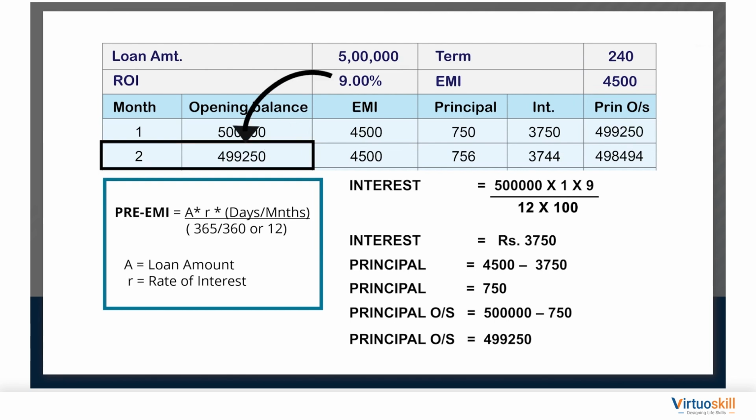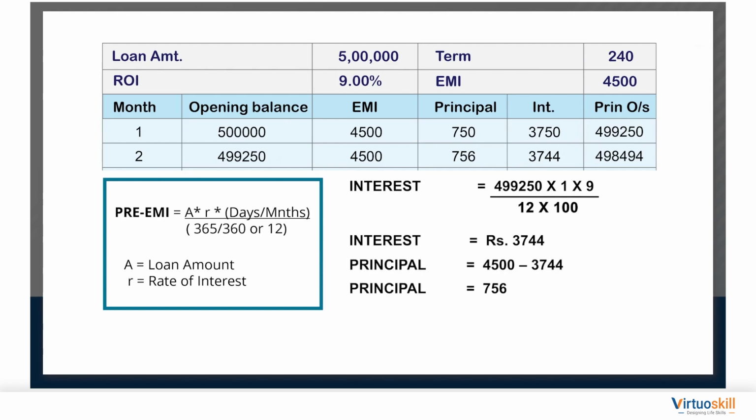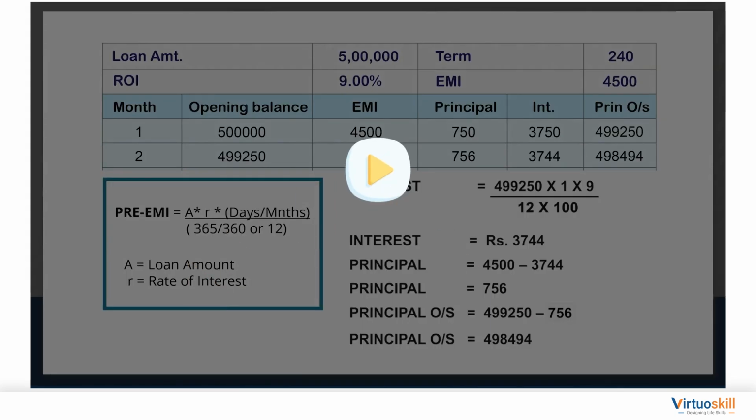Similarly, we need to calculate the interest on the opening balance of second month. This works out to Rs 3,744 and the principal works out to Rs 756 and the principal outstanding works out to Rs 4,98,494. It is good to pause the session here.